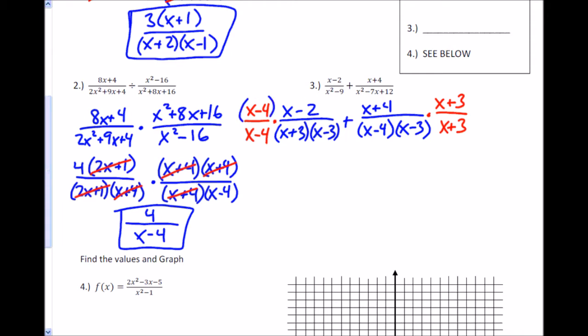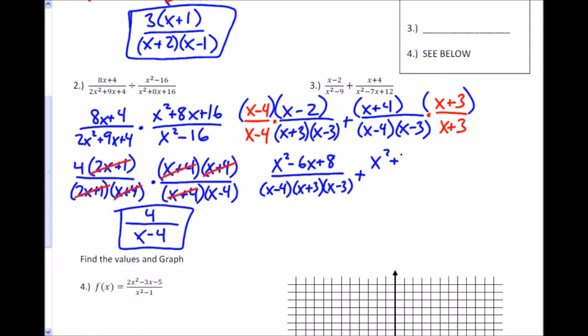So now in my numerator, I'm going to multiply these out, which means I have to FOIL or distribute. So that's going to give me an x squared minus 6x plus 8. The denominator I'm just going to leave in factored form, the x minus 4, x plus 3, x minus 3. Over here again, I FOIL, that's x squared plus 7x plus 12. The denominator I'm going to leave in factored form once again.